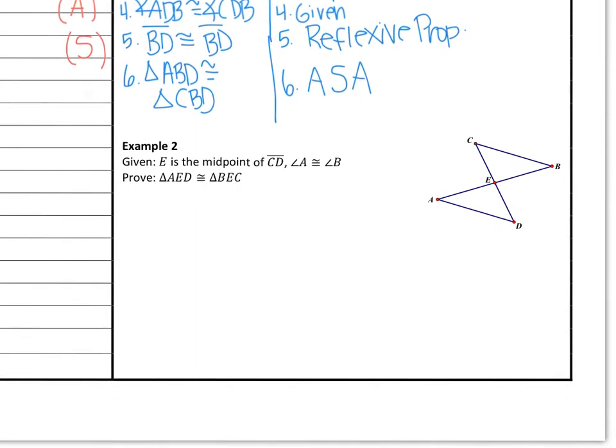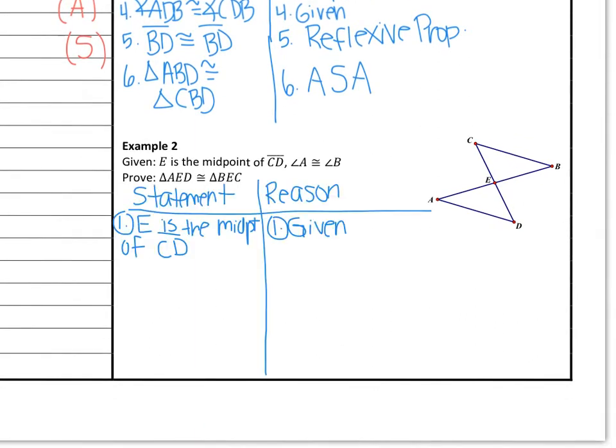Okay, go ahead and I'm going to pause the video. You set up your T-chart. Okay, so I've set up my T-chart and I've also stated my first given. So E is the midpoint, is the keyword here, of CD. So I'm going to go ahead and highlight CD so we can identify what we need to do with that line. So from C to D, and they're saying that E is the midpoint.